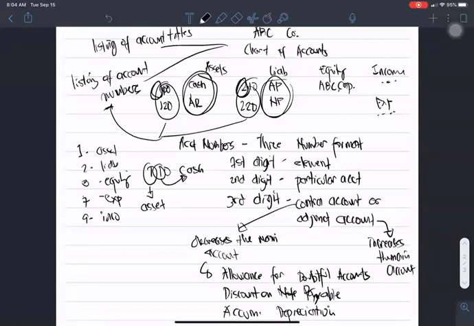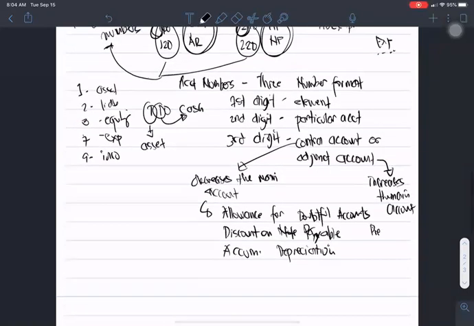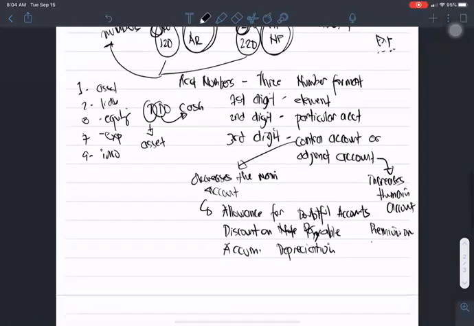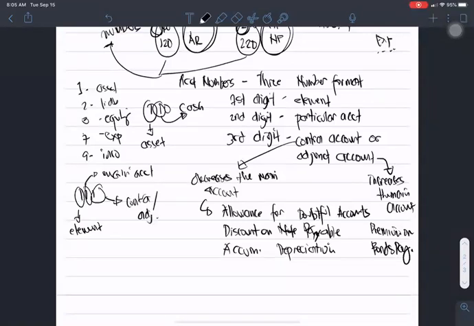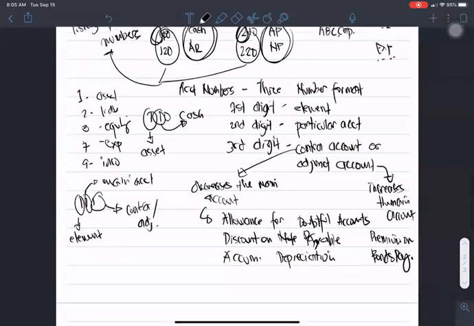So, for example, premium on bonds payable. This increases the main account. So for example, we have 111. The first digit represents the element. The second digit represents the main account. And the third digit represents whether it is a contra or adjunct account. Contra if it decreases the main account, and adjunct if it increases the main account. Okay, so that's for account titles.